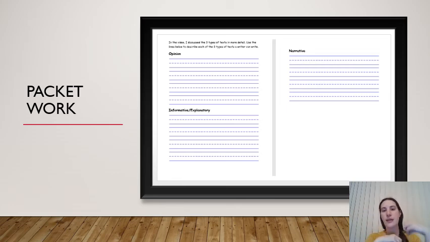Your packet work for today: you're going to write a sentence about when you would use each of the types of writing. You're going to write about when you would use each type of writing. Okay, so when would you write an opinion? When would you write an informative or explanatory? When would you write a narrative? You're going to write about when you would use each of these types of writing.